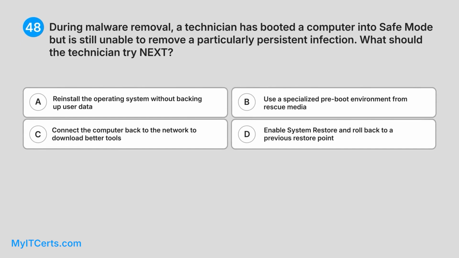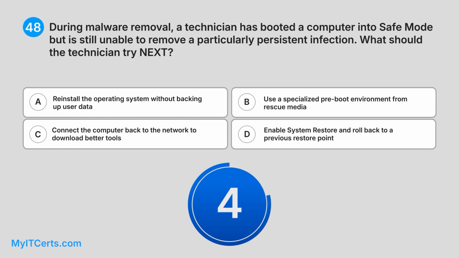(48) During malware removal, a technician has booted a computer into safe mode but is still unable to remove a particularly persistent infection. What should the technician try next? A. Reinstall the operating system without backing up user data. B. Use a specialized pre-boot environment from rescue media. C. Connect the computer back to the network to download better tools. D. Enable system restore and roll back to a previous restore point.